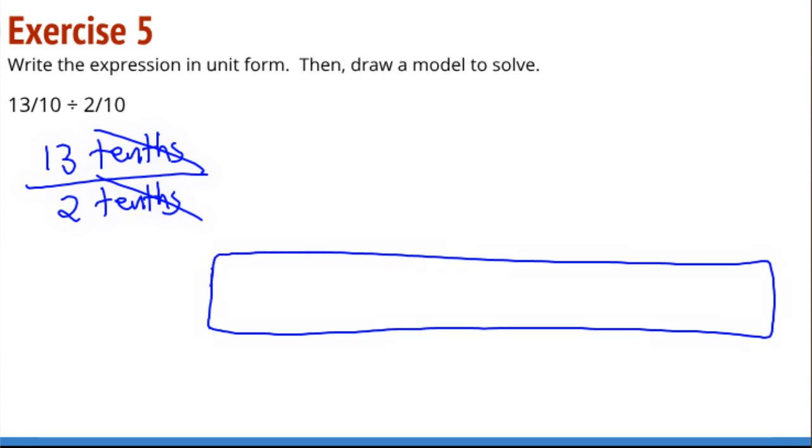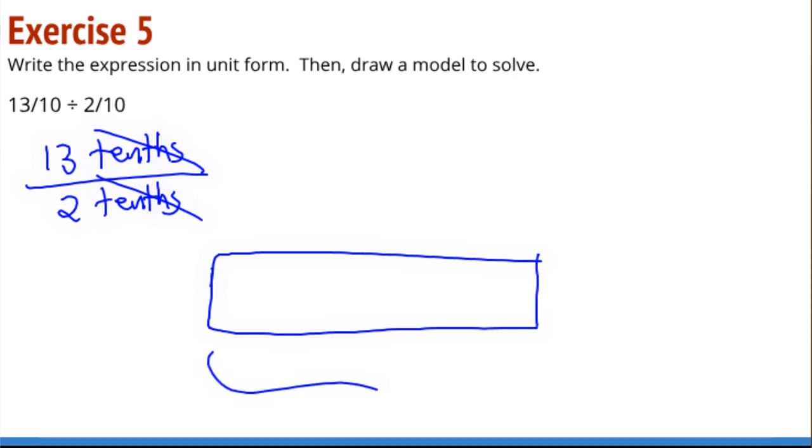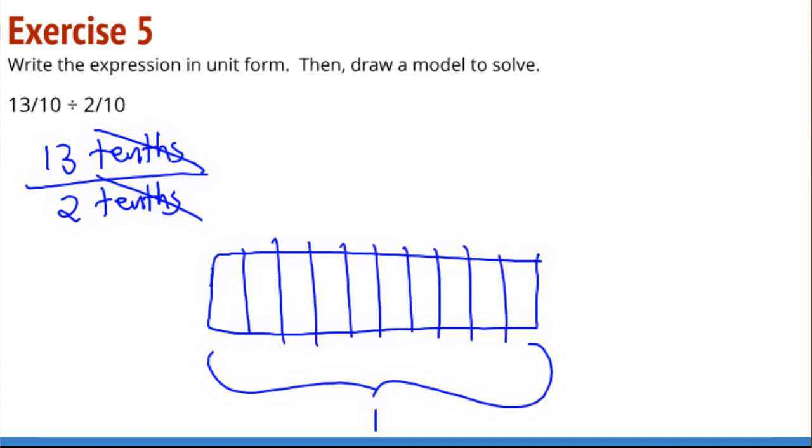And I'm going to need 13/10. So the first thing I'm going to do is get my 10/10. That's going to be my 1 whole. 1, 2, 3, 4, 5, 6, 7, 8, 9. So that's 10/10.